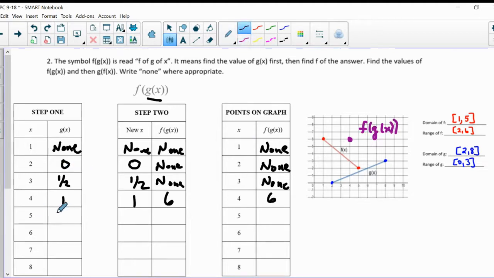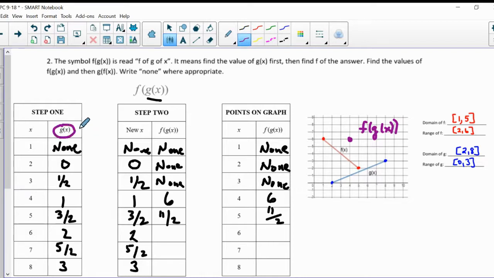Now I can continue with this, and I'm going to do this pretty quickly. 5 gives me 3/2, and then when x is 3/2, I substitute that into f, I get 5.5, or 11/2. So 11/2 will be on my new graph. Since these are linear, this isn't that hard to figure out. One of the big things that we do need to be aware of is that whatever g of x is becomes the new x value that goes into f of g of x.